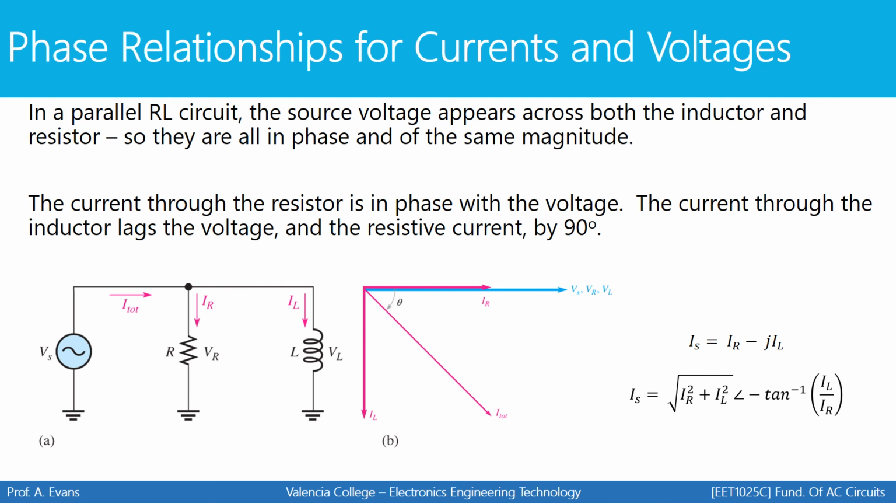Basically, all three of these components, the source, the resistor, and the inductor, are all in parallel, so we know the voltage across each of those components. What we don't necessarily know is the current. The current is going to split between the resistor and the inductor. The resistor current will be in phase with the voltage, so its phase angle will be 0 degrees, and your current through the inductor will lag by 90 degrees. Then your total current will lie somewhere in between these two vectors, forming a right triangle.